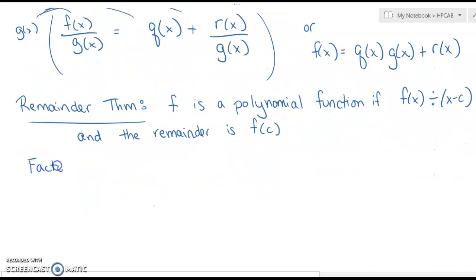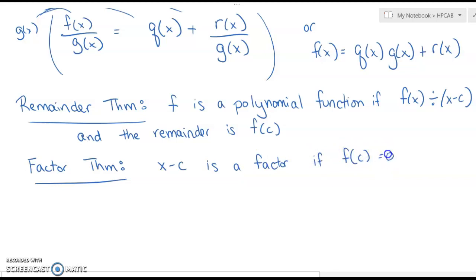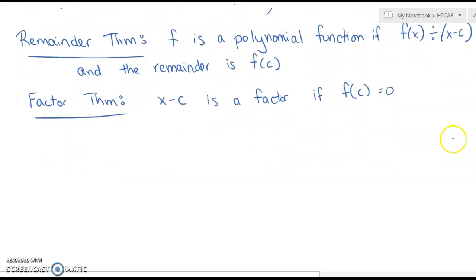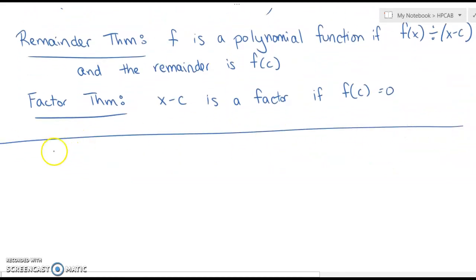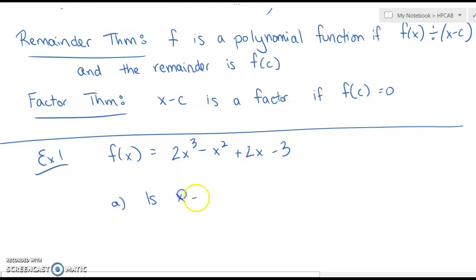The factor theorem. All right, the factor theorem says that x minus c is a factor if f of c is equal to 0. So here's what happens. We're going to do some examples and I'll explain all this stuff. So example 1. Let's say you've got f of x equals 2x cubed minus x squared plus 2x minus 3. The first question is going to be, is x minus 1 a factor?